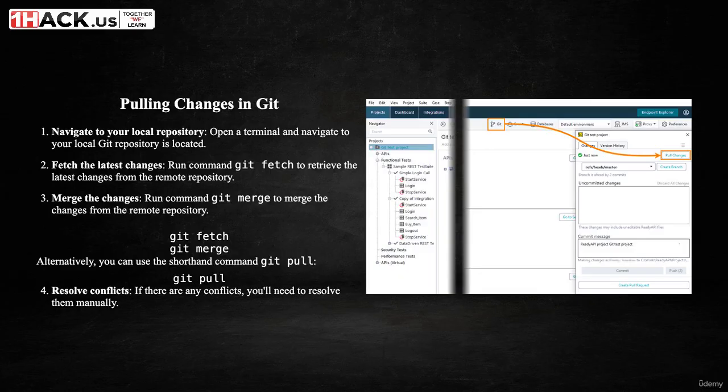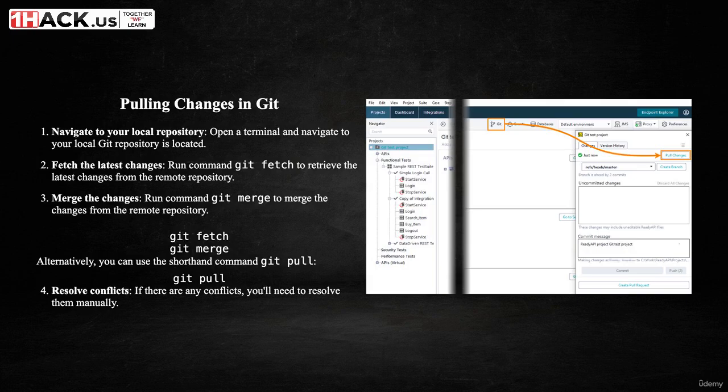If there are any conflicts between your local changes and the changes from the remote repository, you'll need to resolve them manually. This may involve reviewing the conflicting code and deciding which changes to keep or how to merge them. Once you've resolved any conflicts, it's important to test the updated codebase to ensure that it's still functioning correctly. Make sure to thoroughly test your application or software to identify and address any issues that may have been introduced by the merged changes.